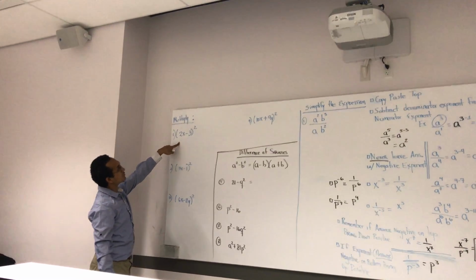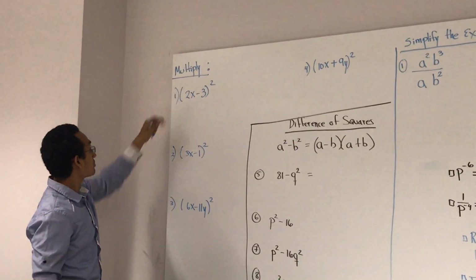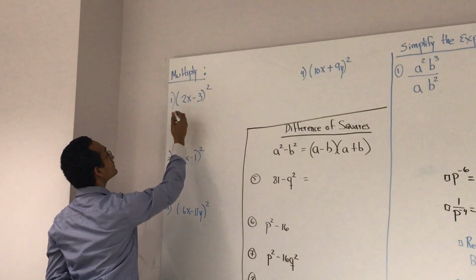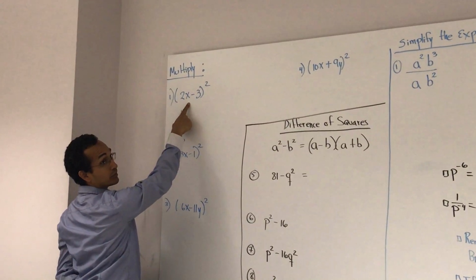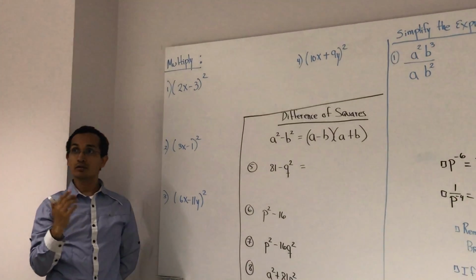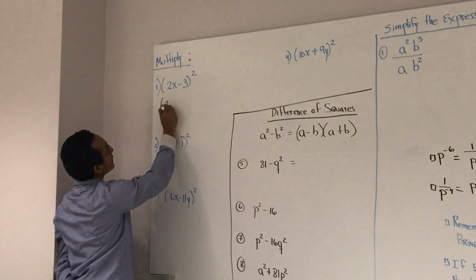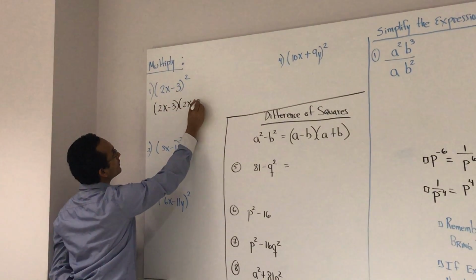Today we're going to be learning how to multiply. So for example, when you have (2x - 3)², whatever this means is whatever you have inside, you have to multiply it twice. So copy paste twice. So in this case, you do (2x - 3) times (2x - 3).